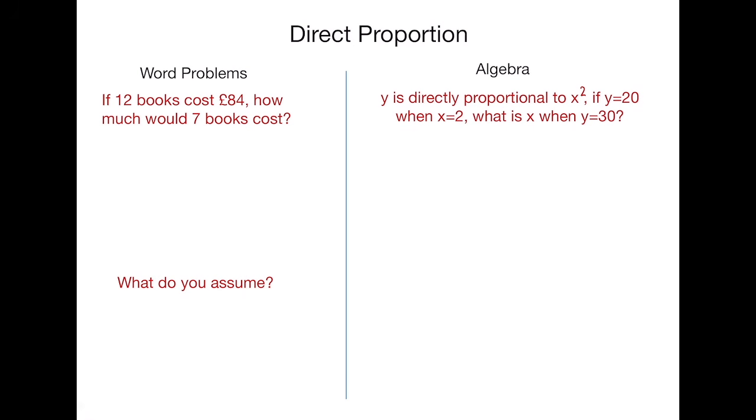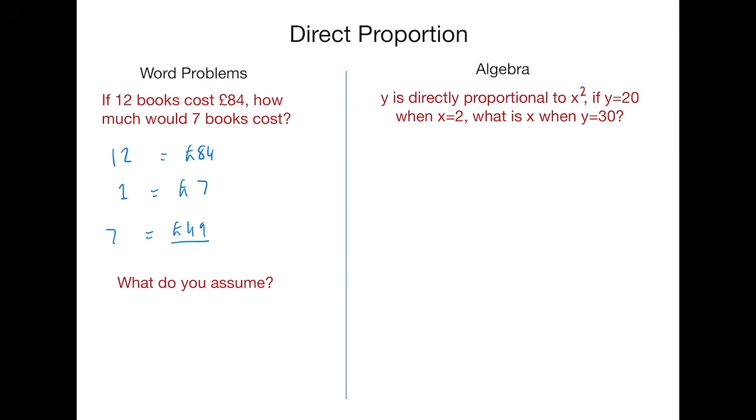Direct proportion next. The most common type is these word problems we have on the left. If 12 books cost £84, how many will 7 books cost? I always like to use these little equations for this because I find it really useful. So 12 equals 84. So 1 would have to be 7. That means 7 would have to equal £49.